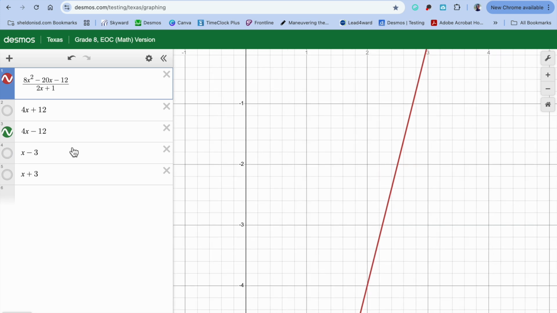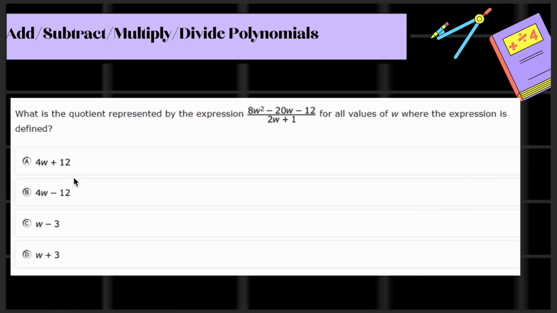I'm going to zoom in, I'm going to turn off the red one, and as you can see, the green and red are exactly the same. They're right on top of each other. So my answer should be 4x minus 12. I'm going to go back to the question. Of course, instead of x, the question has w in it. So my answer is B, 4w minus 12.